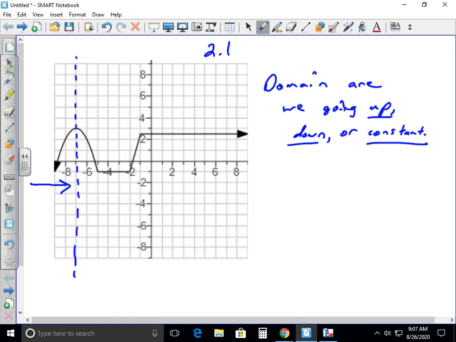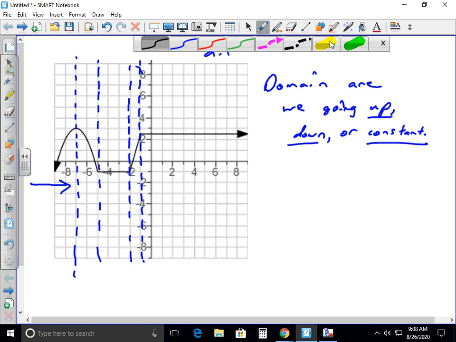So if we break it up here, and here, and here, and here, no, those are kind of close together. Let's see if I can change colors.